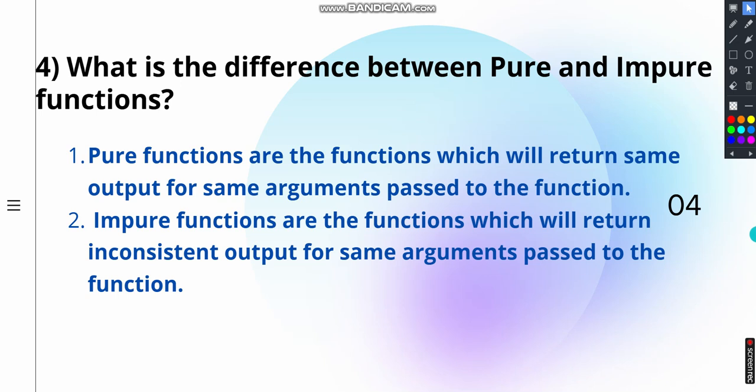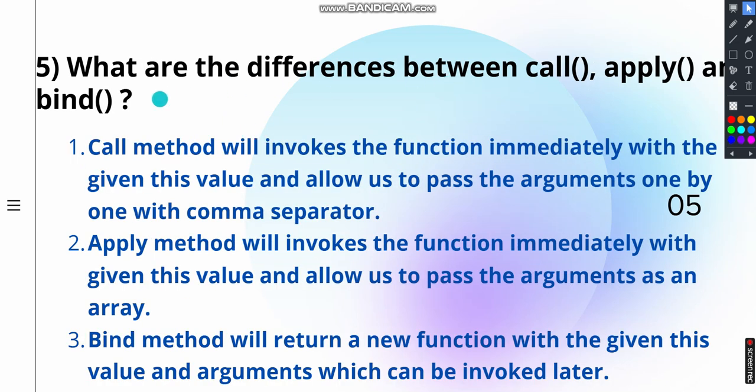Now let us see the next question. What is the difference between call, apply, and bind? As per the definition, the call method will invoke the function immediately with the given this value and allow us to pass the arguments one by one with comma separation. Apply invokes the function immediately with the given this value, but arguments we pass in array format. And bind will return a new function with the given this value and arguments, which can be invoked later on. Bind is not immediate, whereas call and apply are immediate. The difference between call and apply is that in apply arguments go as an array, in call everything goes comma separated, and bind gives us a new function that we can invoke later.